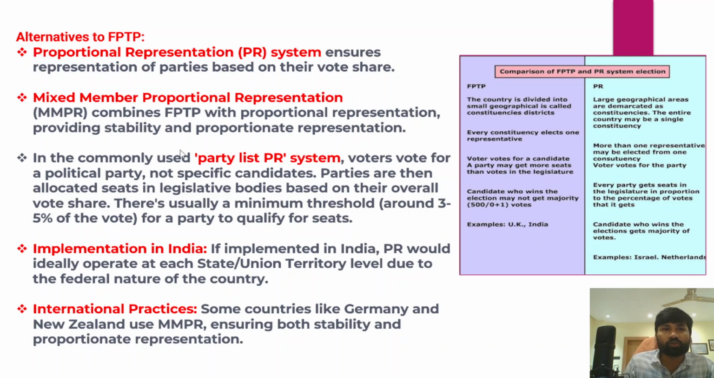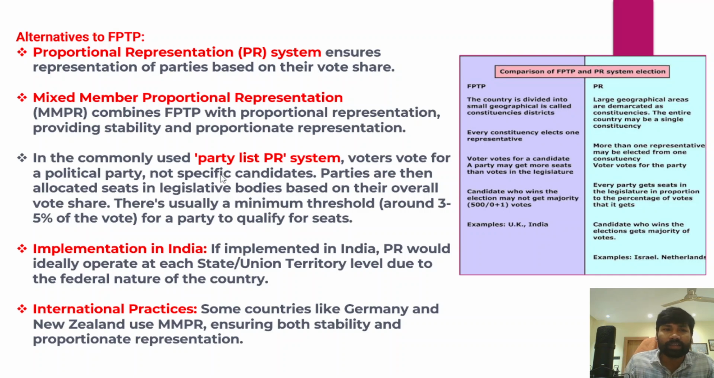And after that, there is also a mixed member proportional representation. It is also known as MMPR, mixed member proportional representation, right? This system actually combines the key features of the first past the post system with the proportional representation. Thereby it provides stability that comes from the first past the post system, and also it ensures the proportional representation. So it is very often considered as an ideal method to implement.